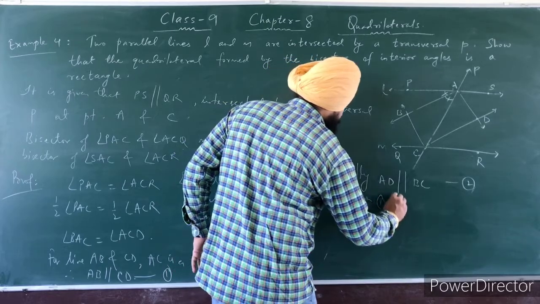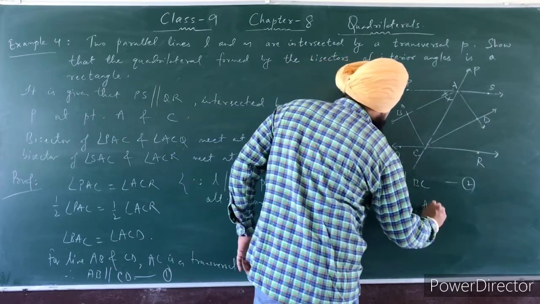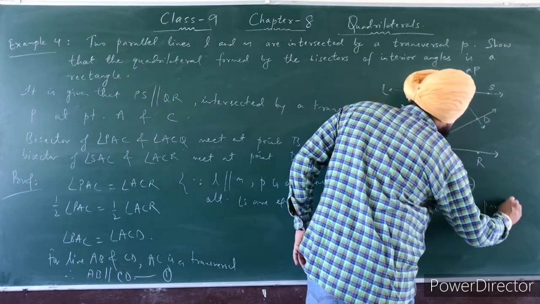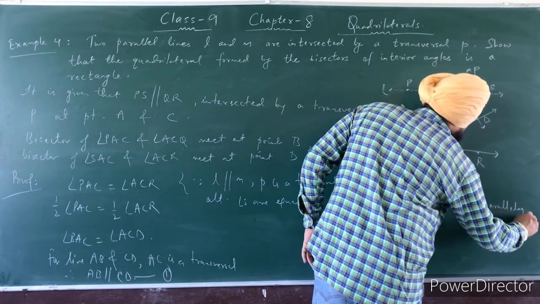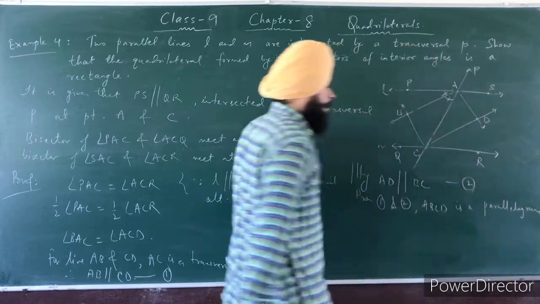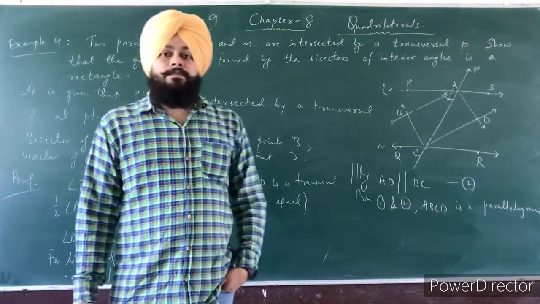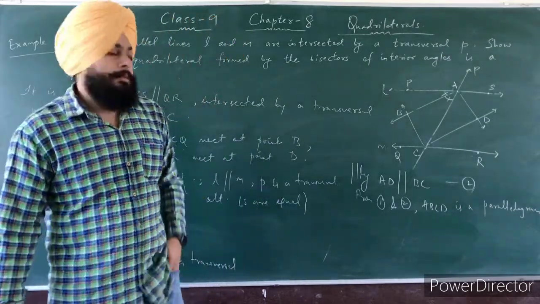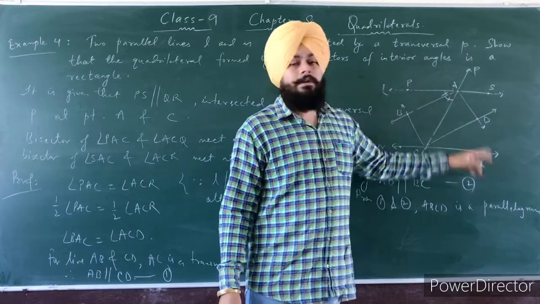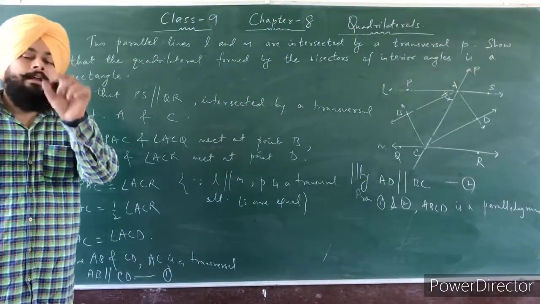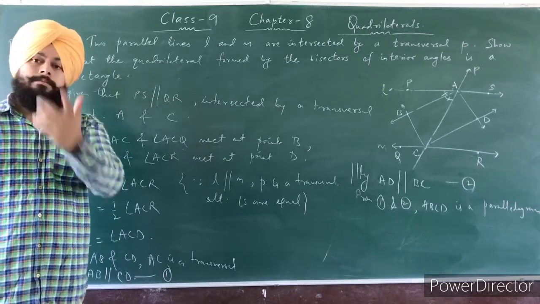From 1 and 2, ABCD is a parallelogram. Clear? Now we have to prove that its vertex angle is of measure 90 degrees. मतलब इधर एक vertex angle कितने measure होगा? 90 degree होगा. If in a parallelogram one vertex angle is 90 degrees, then all are 90. All right.